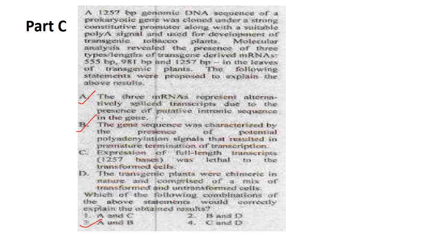Expression of full-length transcripts, 1257 bases, was lethal to the transformed cells. If it was lethal, then you would not have got cells with 1257 base pair in the leaves of transgenic plants. But you got them, so it is not lethal. So that is not correct. The transgenic plants were chimeric in nature and comprised of a mix of transformed and untransformed cells. That is also not correct. So the answer here is option 3, A and B.